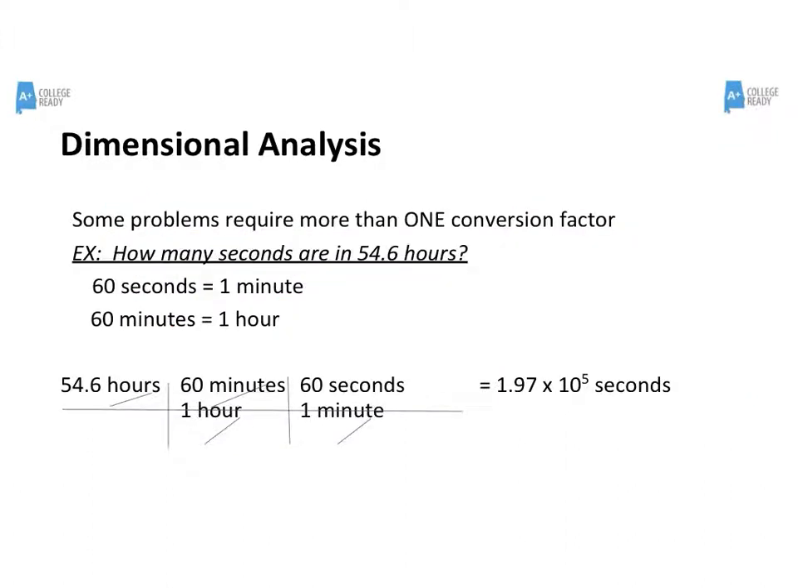Some problems require more than one conversion factor. Let's talk about this problem. How many seconds are in 54.6 hours? Well, I've got to go from hours to seconds. Now, there's not a direct relationship between those hours and the seconds. We could make one, but we normally have to go through minutes. So I'm going to write the 2 relationships I know. I know that there are 60 seconds in 1 minute, and that there are 60 minutes in 1 hour. So now I have a way to get from hours to seconds.